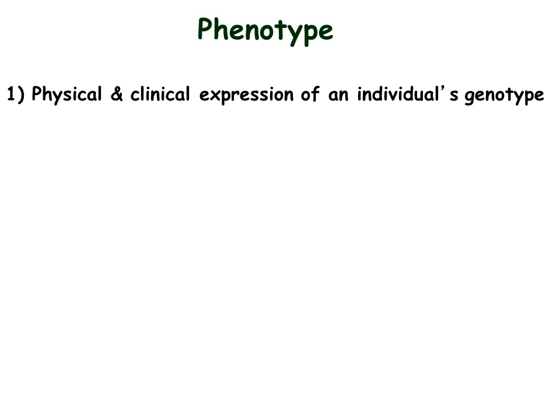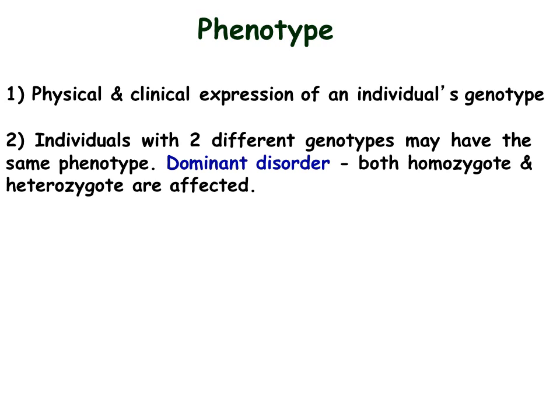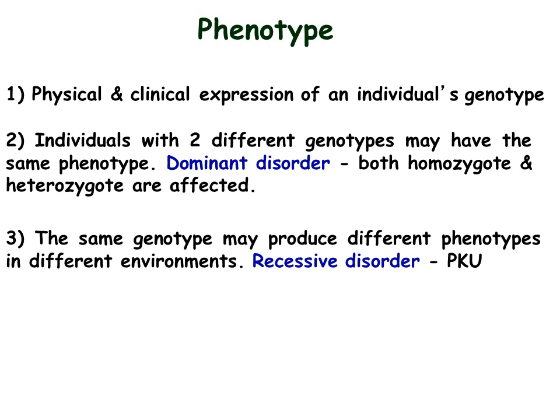All right, getting back to your textbook, we'll start with a course definition of phenotype. And this is the actual physical or clinical expression of an individual's genotype. In other words, what you see or the diseases that they develop. Now, if you're talking about individuals with 2 different genotypes but have the same phenotype, chances are you're talking about a dominant disorder. Both homozygotes and heterozygotes are affected.